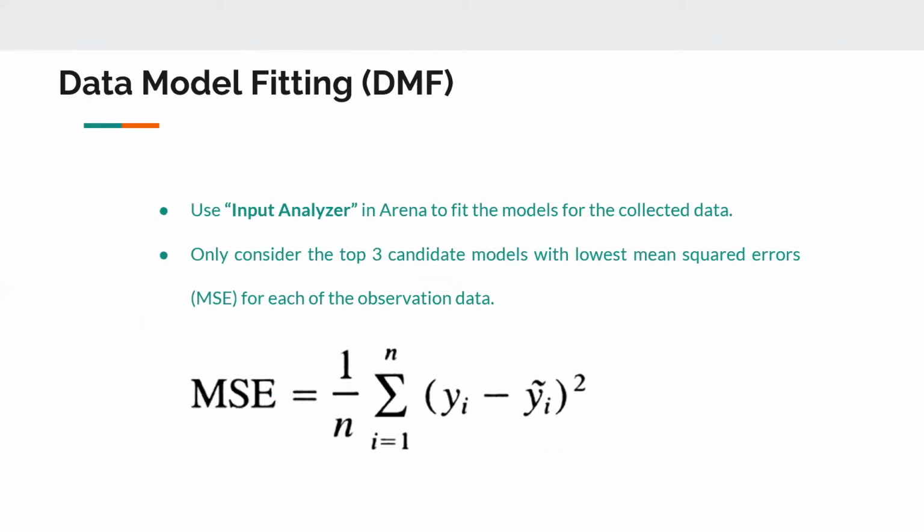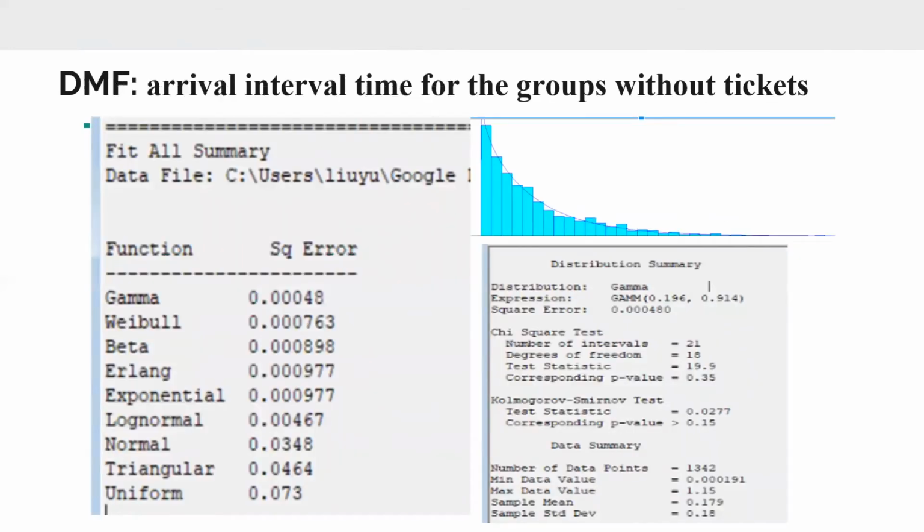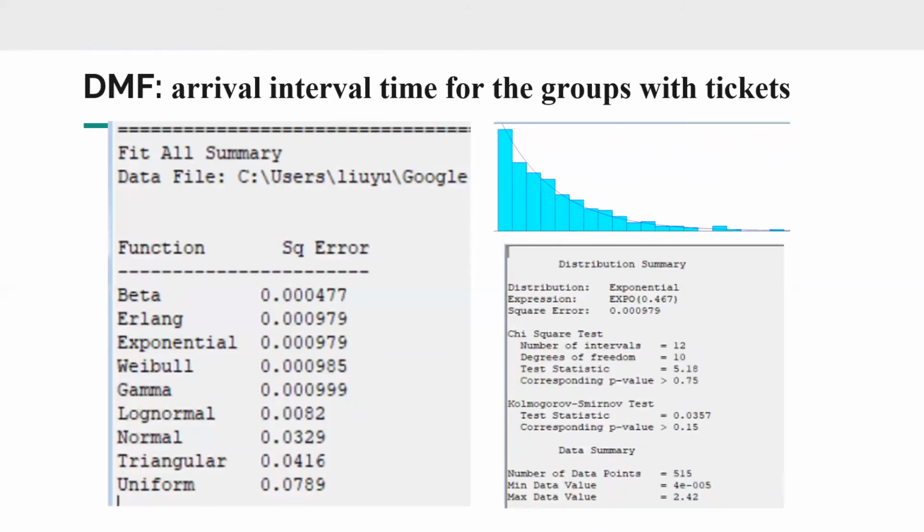Next, we used one of the Arena tools called Input Analyzer to fit models for our collected data. We only consider the top 3 candidate models with the lowest mean squared error, MSE, for each of our observation data. As you can see, the gamma distribution has the lowest MSE for the arrival interval time for the groups without tickets. This gamma distribution has the estimated parameters beta 0.196 and alpha 0.914. We chose the exponential distribution with mean 0.467 for modeling the arrival interval time for the groups with tickets.